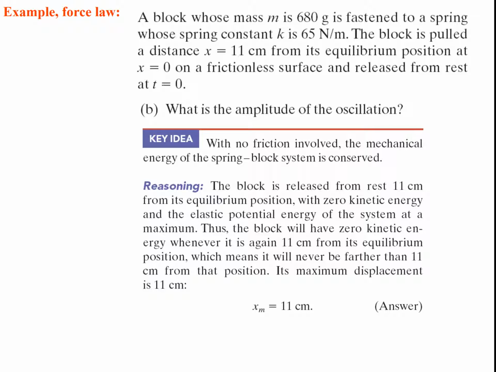Thus, the block will have 0 kinetic energy whenever it is again at 11 centimeters from its equilibrium position, which means it will never be further than 11 centimeters from that position. Therefore, its maximum displacement is going to be 11 centimeters. So if I pull something 11 centimeters away from a relaxed spring, that's going to be its max amplitude. It's never going to surpass that. It's never going to gain energy and be able to go past that max amplitude point.